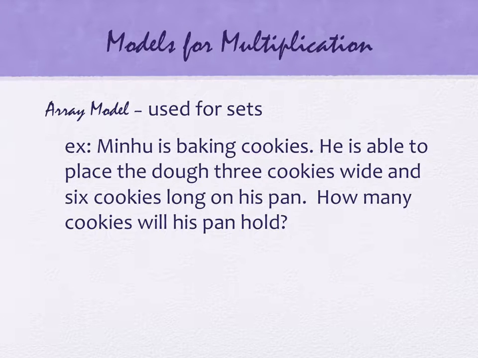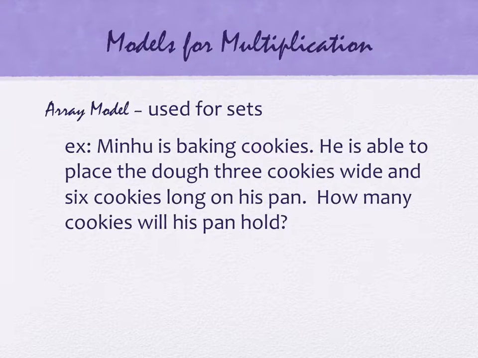An array model is used for sets. Okay, so sets mean whole object things. Minhyu is baking cookies. He is able to place the dough 3 cookies wide and 6 cookies long on his pan. How many cookies will his pan hold? This is very different than the last problem. The last problem, something was happening repeatedly, right? This is an arrangement of actual objects. So, visually, this has a really nice picture form to what's going on.